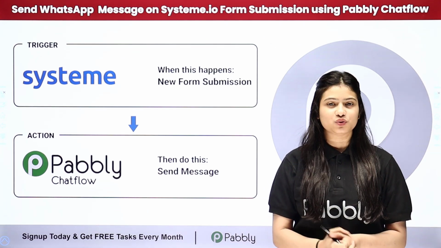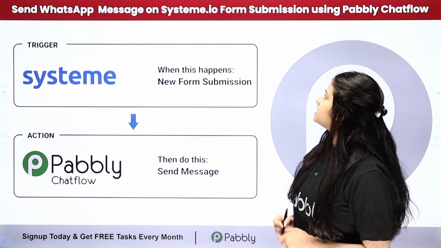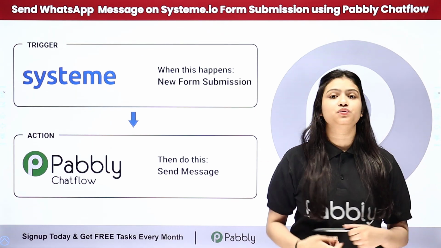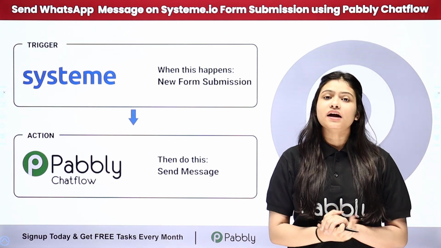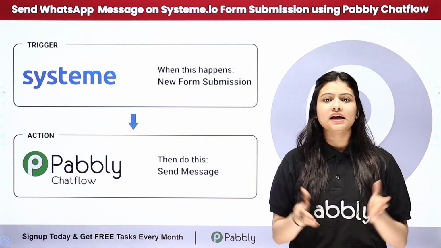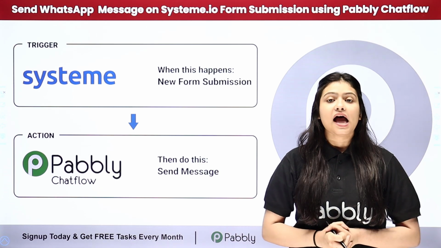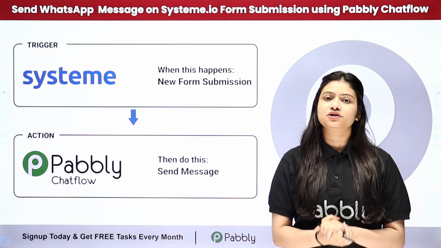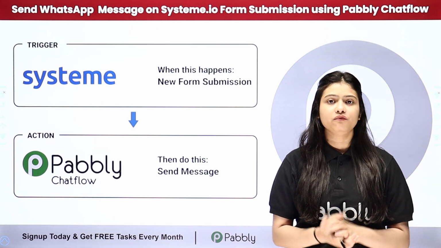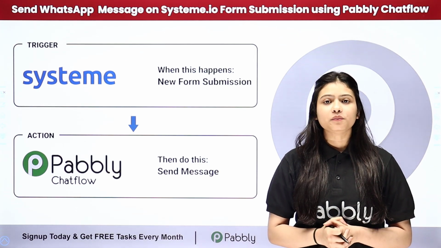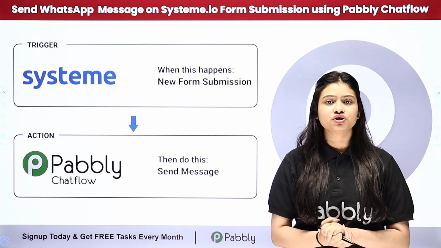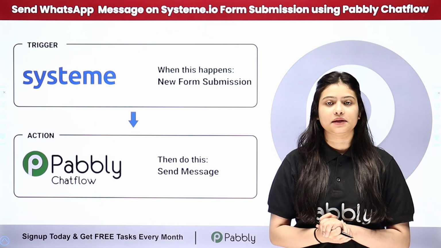In this video, we are going to learn how to send WhatsApp message on systema.io form submission using Pabbly Chatflow. So here, as an owner of an event management company, I am using systema.io for taking the registrations for my event. And my objective is that as soon as an interested client submits this form for participating in my event, automatically a WhatsApp message for the confirmation of their registration should be sent to that same client.